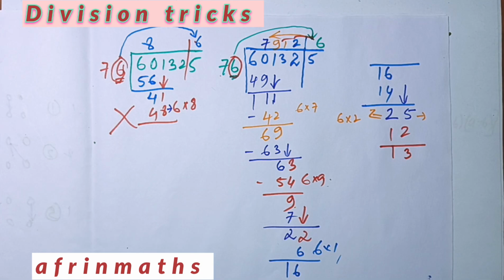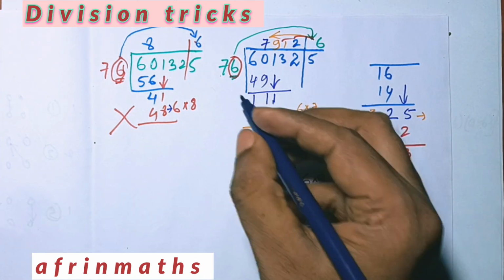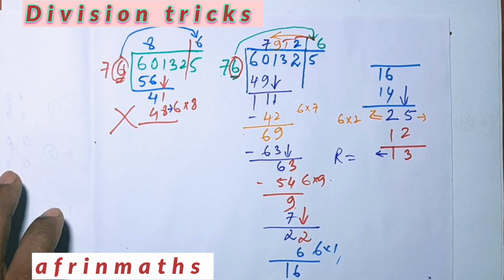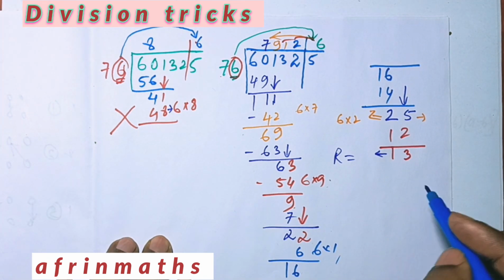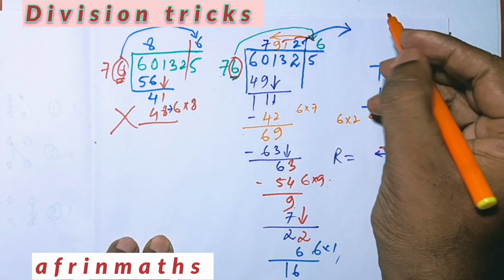13 is the remainder when we divide 601,325 by 76. This will be called the remainder. Since we cannot divide 13 by 76, this is our remainder. We can further divide it to get decimal point. We'll put a point here. Let us write the value here.